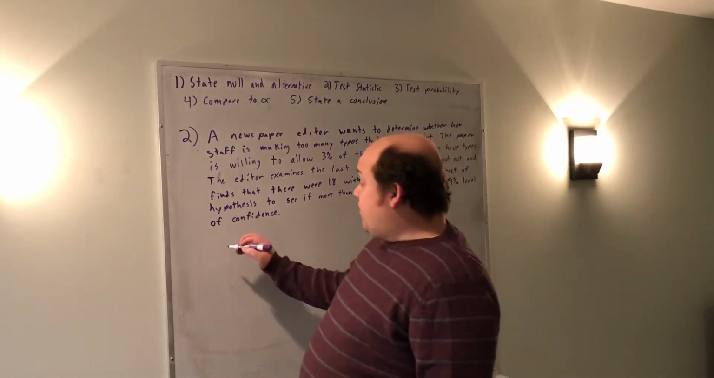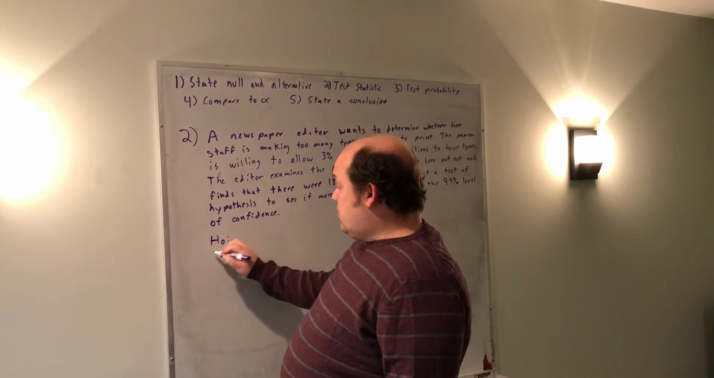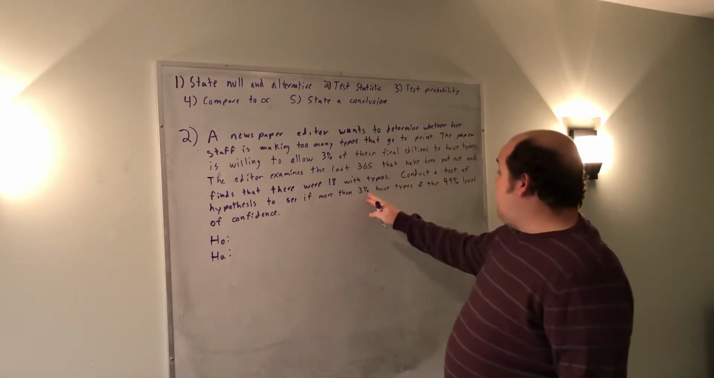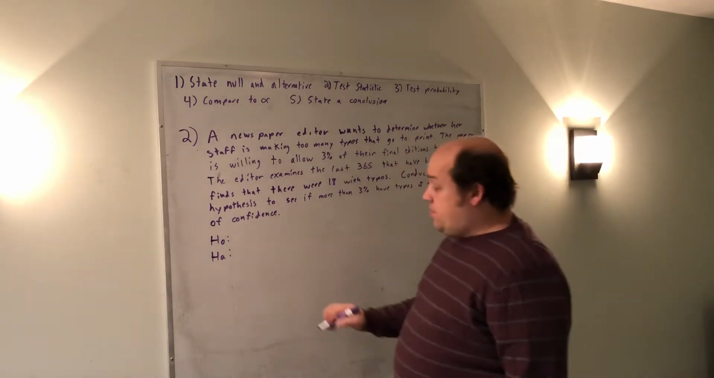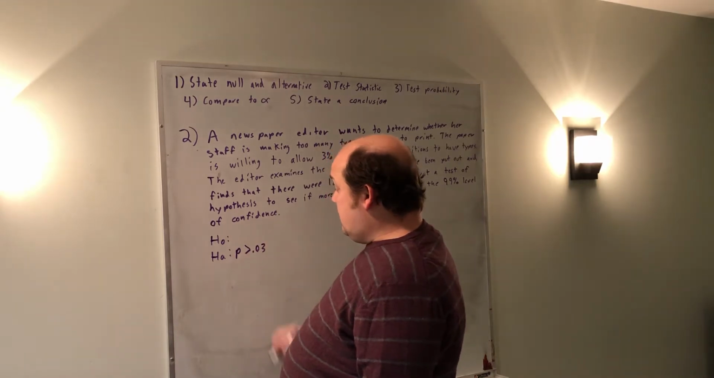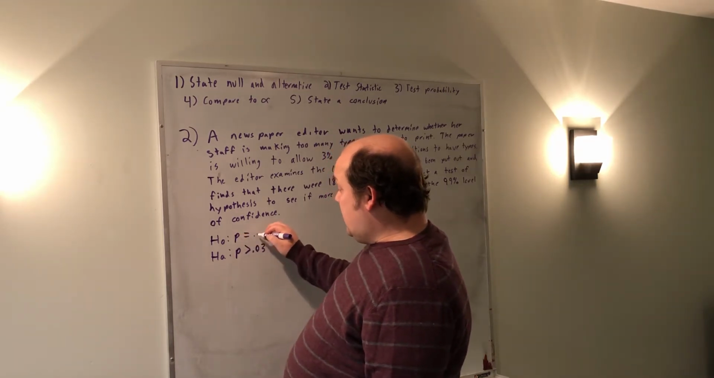First step, I need to create a null and alternative. Here it says that we're doing a test of hypothesis to see if more than 3% have typos. So we're testing that p is greater than 0.03. That means our null is p equals 0.03.